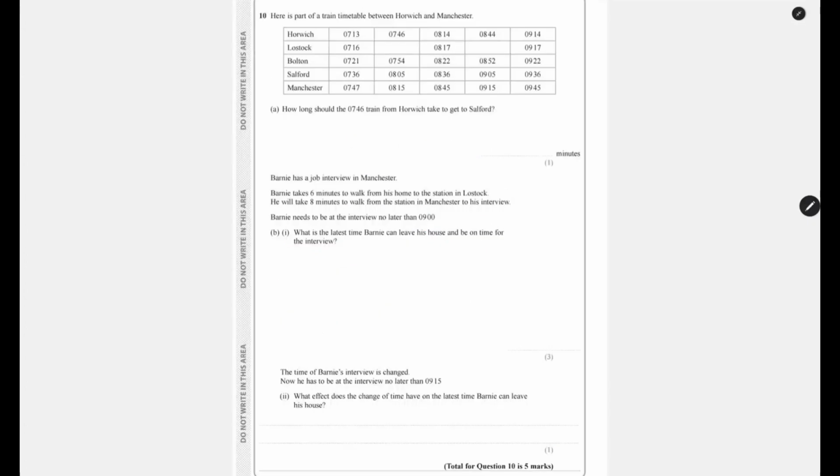Question 10 says, here is part of a train timetable between Horwich and Manchester. Question A is asking us, how long should the 7:46 train from Horwich take to get to Salford? Well, it leaves at 7:46, and as we can see from the timetable, it arrives at Salford at 8:05. So, to get from 7:46 to 8:05, it takes 19 minutes.